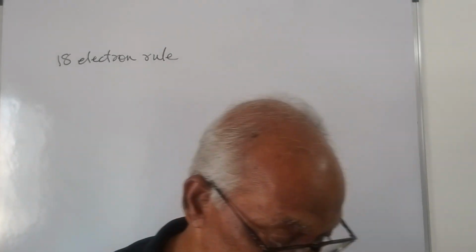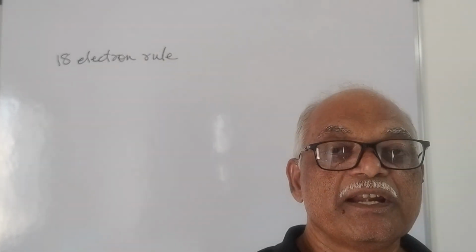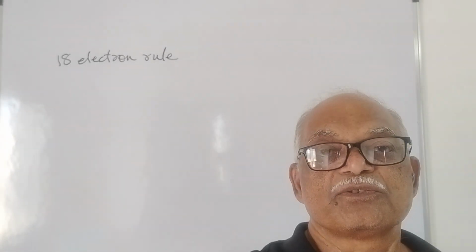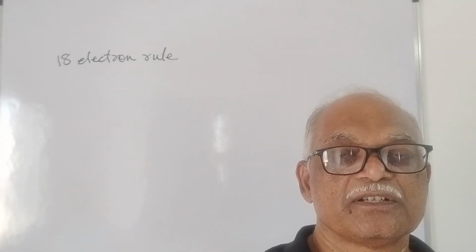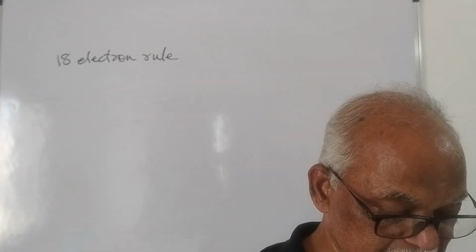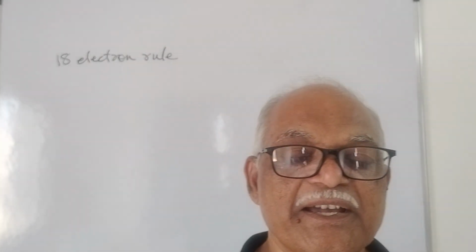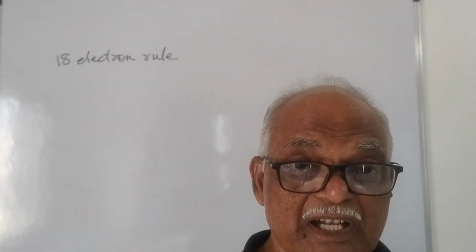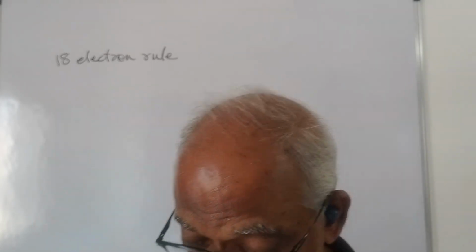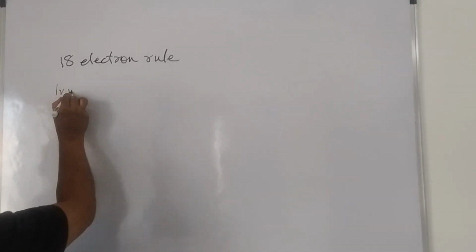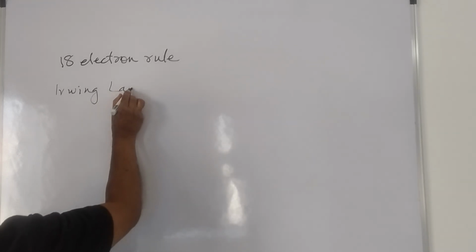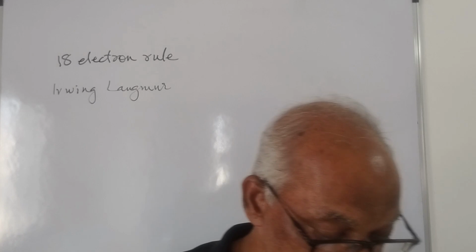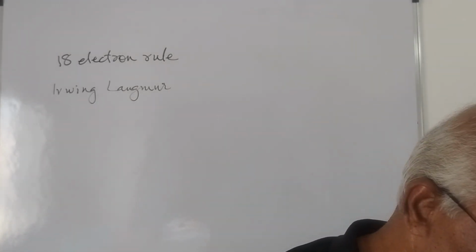This rule has the greatest importance while we are carrying out the study regarding the structure of the organometallic compounds. This rule was formulated by Irving Langmuir in 1921.